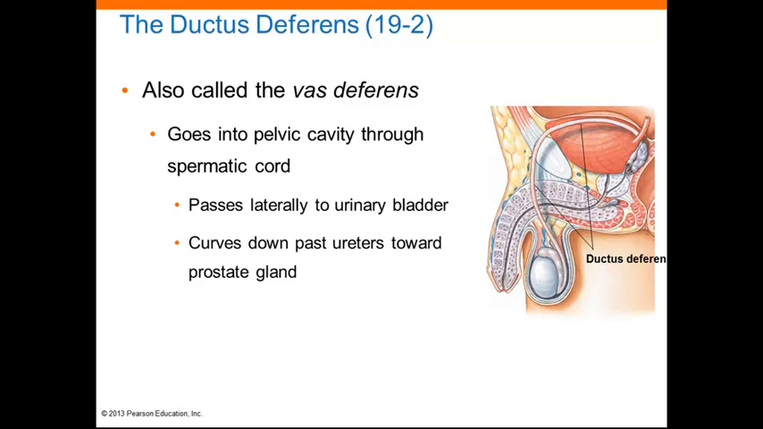The Ductus Deferens is also called the vas deferens, and it goes into the pelvic cavity through the spermatic cord, which is a sheath of connective tissue and muscles that encloses blood vessels, nerves, and lymphatics that are serving the testes. And this will pass through the inguinal canal of the body wall, lateral to the urinary bladder, and curve down past the ureters towards the prostate gland.